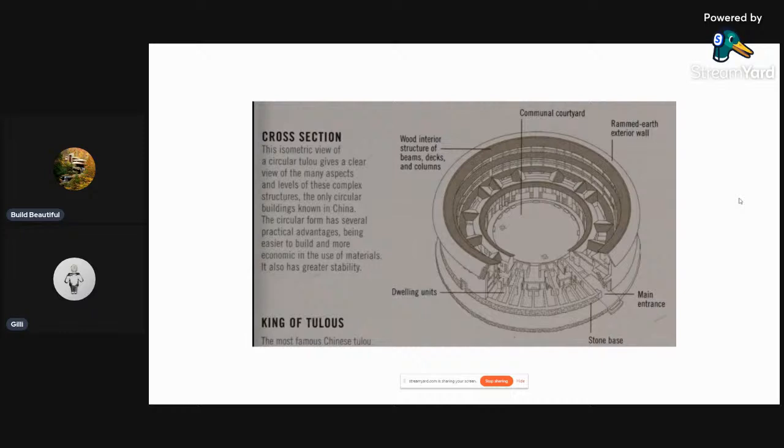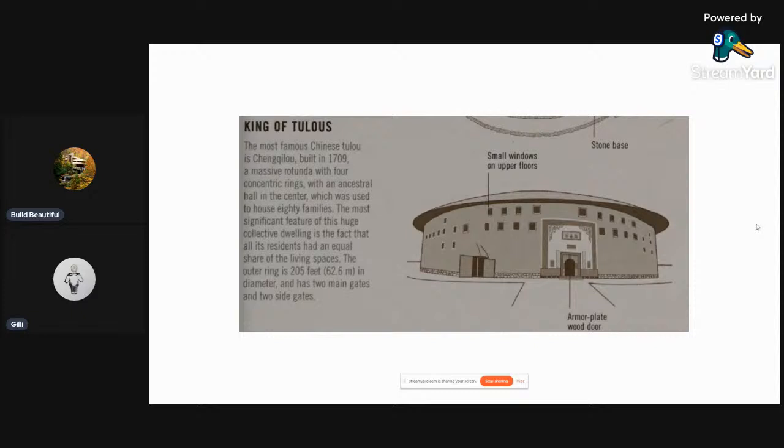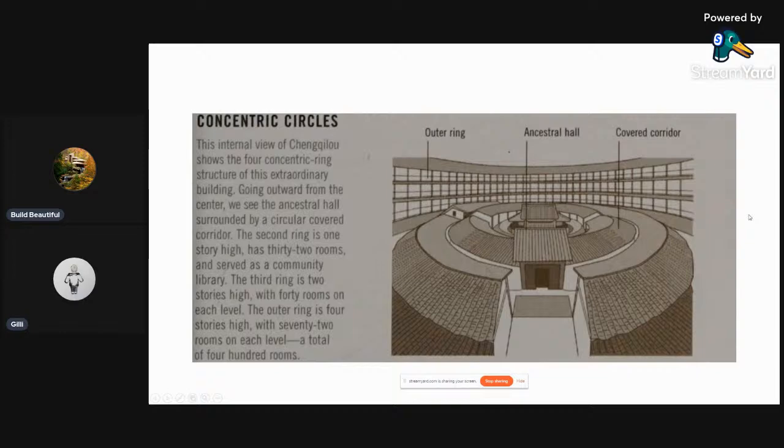So next image on this is the King of the Tulous. This is an image of one of the most famous Chinese Tulous. It's called Chengqilou. And this is an internal view, an internal drawing of Chengqilou. So it shows the four concentric ring structure of this extraordinary building.